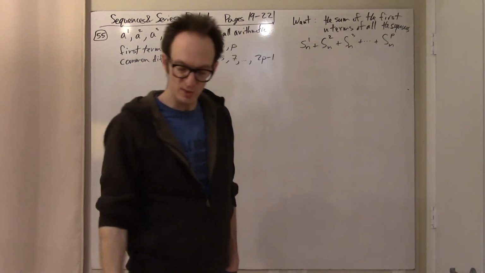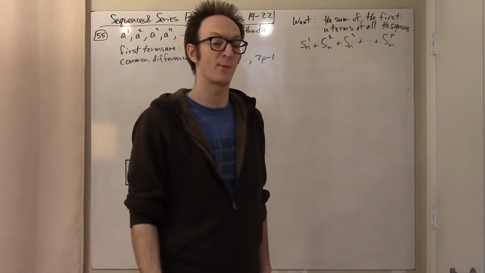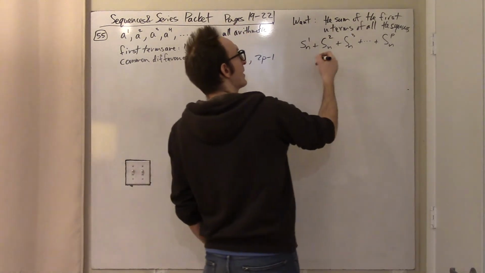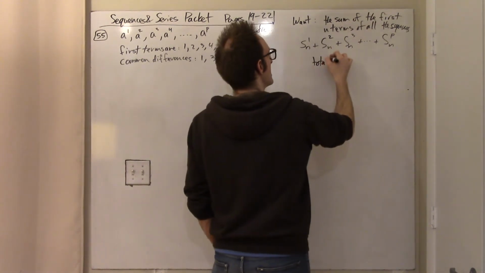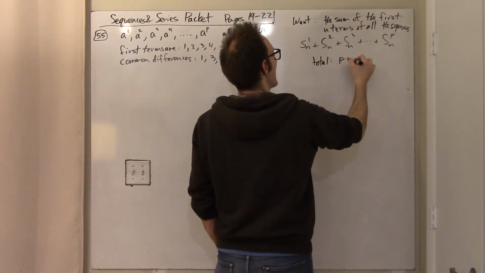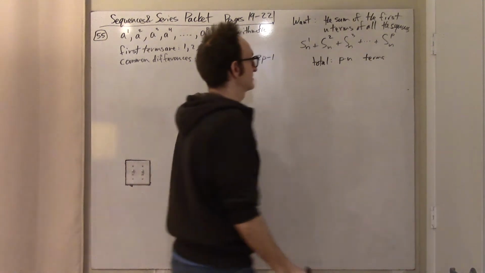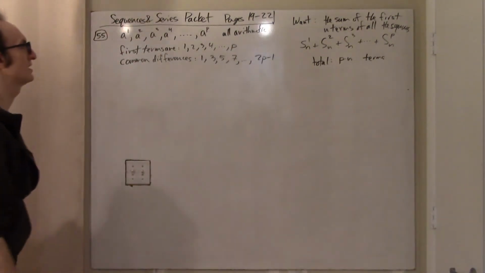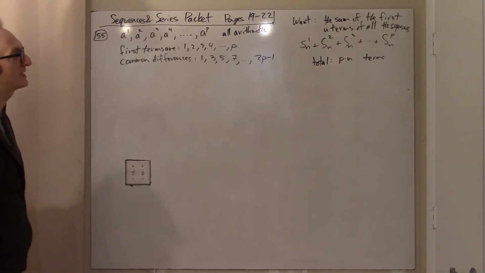Okay, so how many terms do we have in total? Well, I have p sequences and I want n terms per sequence. So maybe this isn't important, but I have a total of p times n terms, which I'm going to be adding up, and I want to know what the answer is. All right, so this is just kind of a test to see if you can handle all these kind of formulas. Let's see what we get.